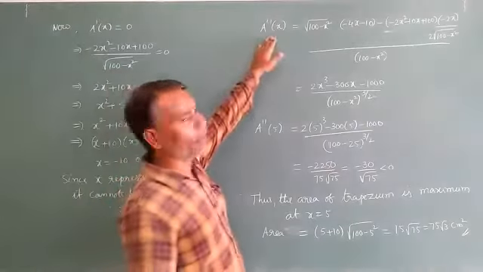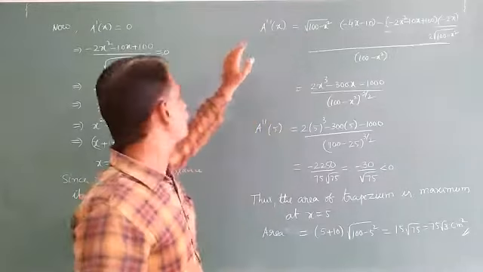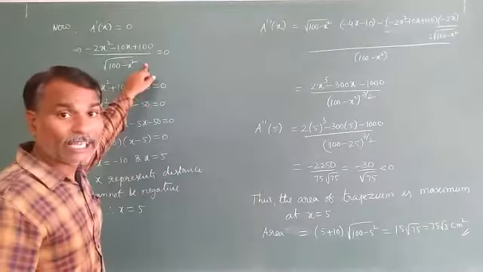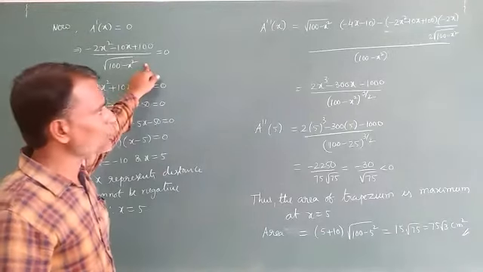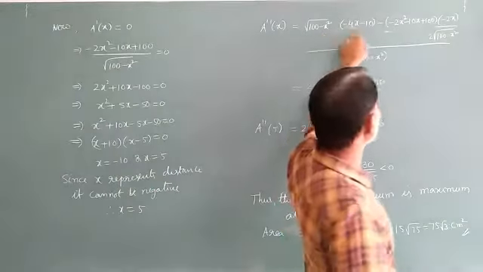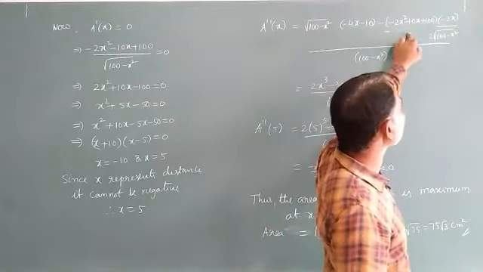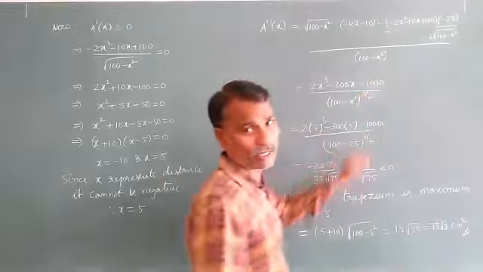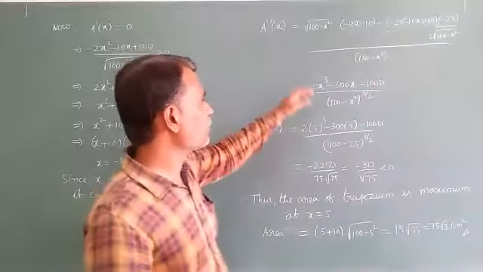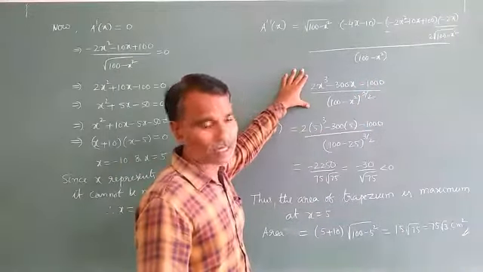Go for the double derivative. Double derivative means now this looks like f of x by g of x. It looks like f of x by g of x. That is g of x into derivative of f of x minus f of x into derivative of g of x, by g of x whole square. And simplify it. You will get the answer.